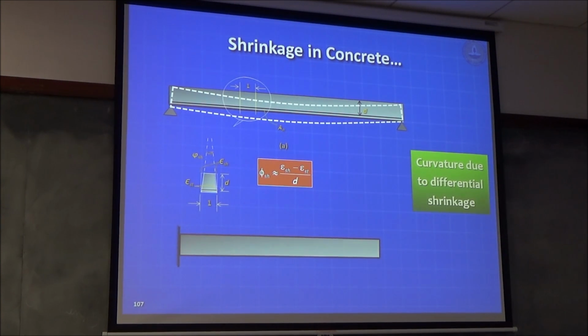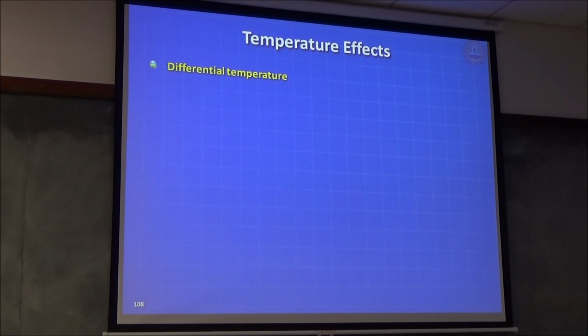In a cantilever also the same thing happens. You have steel at the top, and the deflection will increase. You figure out why it happens in a cantilever. I've given the clue. Now the last topic is temperature difference.